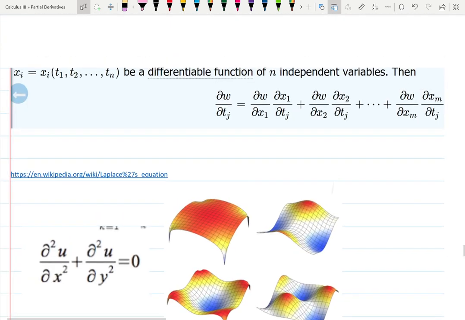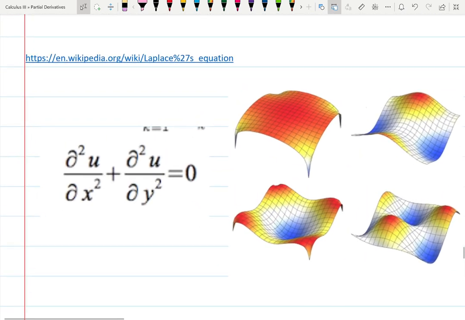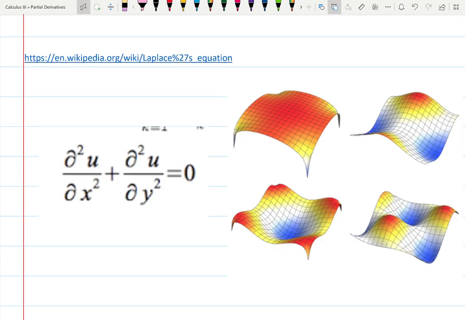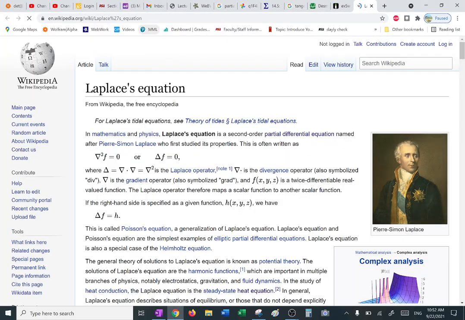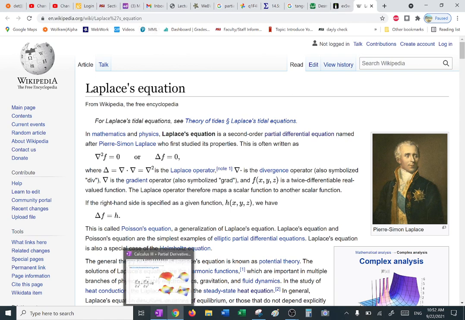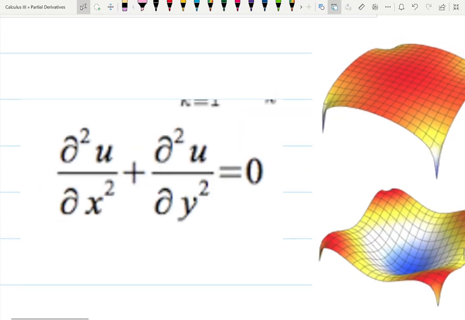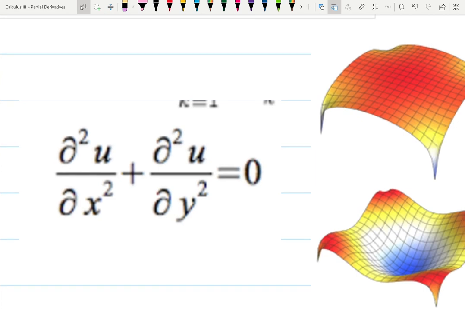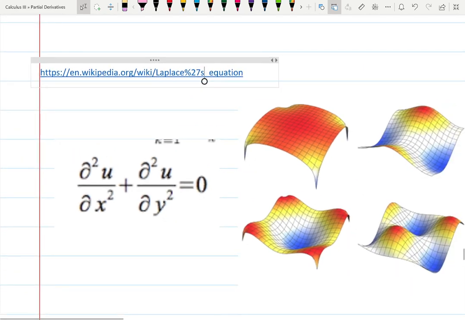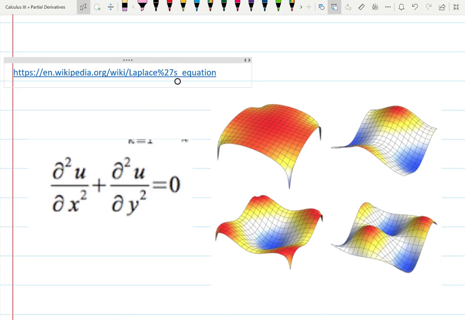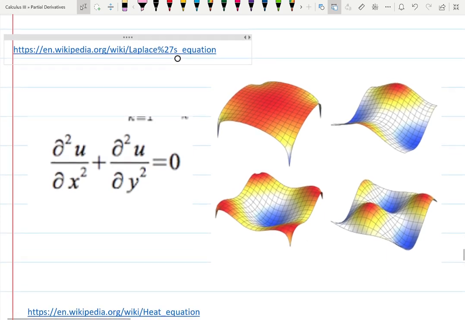Last thing I want to show you is applications, before we move on to the next topic, which I don't really have time for, but okay. Cool applications. Laplace equation is one of the most important ones. It looks like this. Look at that. The second derivatives give you 0. Laplace equations are amazing. You will see them quite a lot.